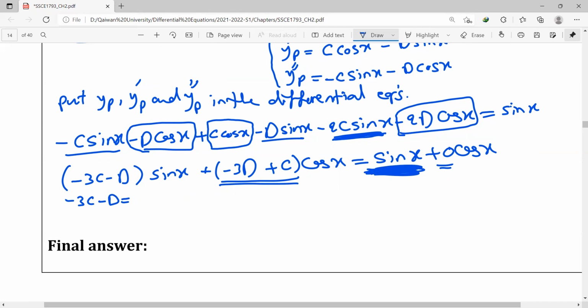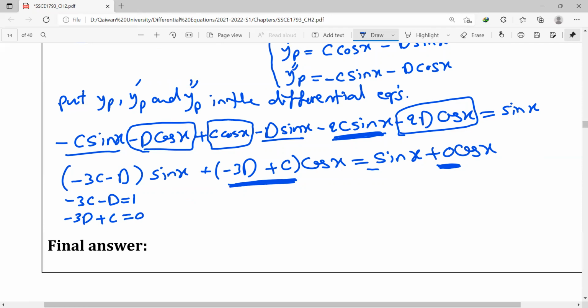Okay. So the coefficient of sine in the right hand side is 1. We equal this to 1. And also we have cosine: minus 3d plus c equals to what? Equals to 0. Now we solve these two equations.